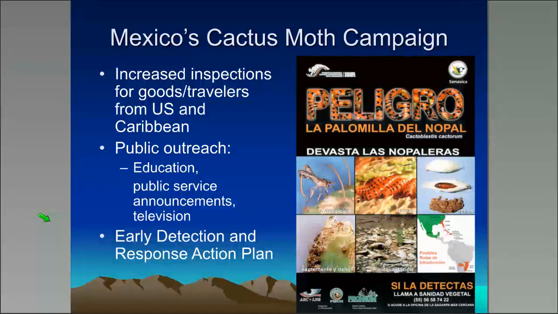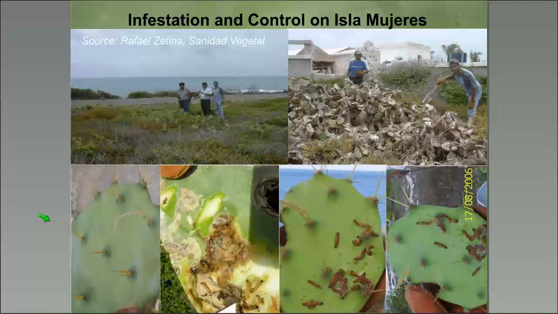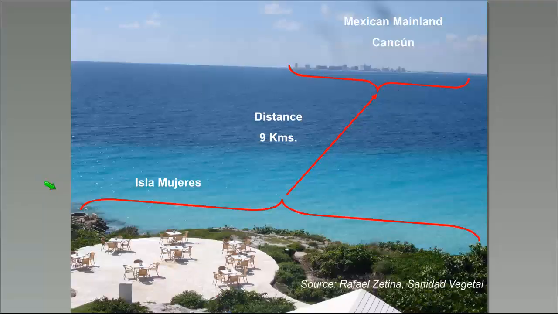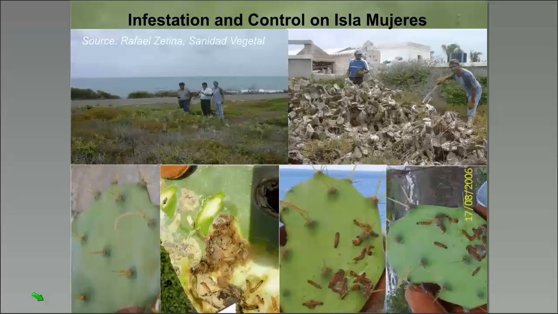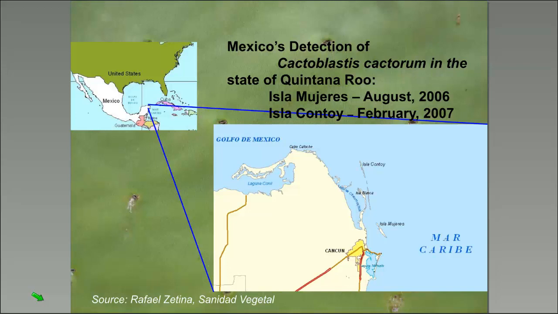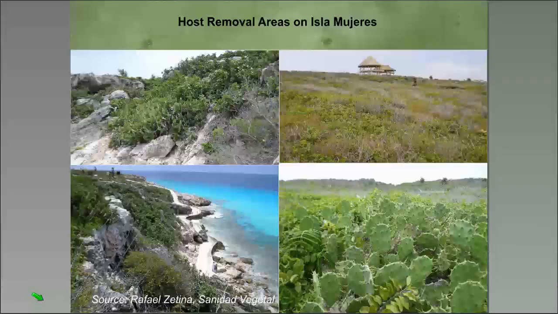So Mexico, they have done an excellent job in their educational campaign. And when Isla Mujeres in the Gulf of Mexico became infected, they went through and did total host removal to stop the prickly pear from becoming a major problem and coming over 9 kilometers to Cancun, where we also had a lot of prickly pear growing there. And again, they did total host removal to stop that invasion.